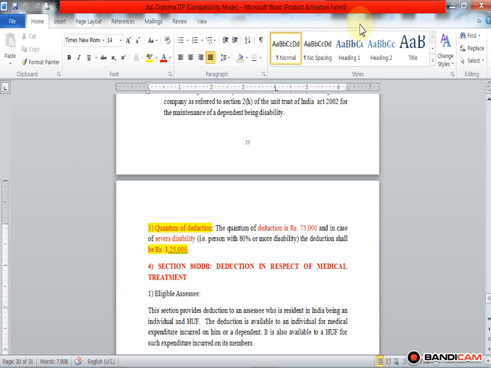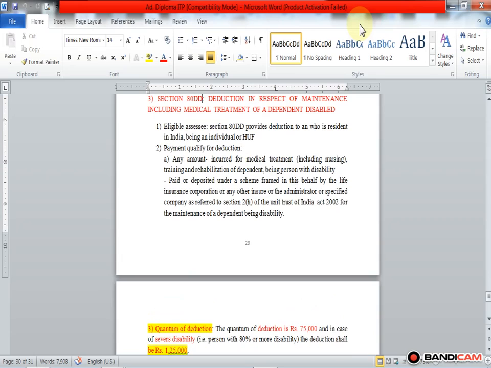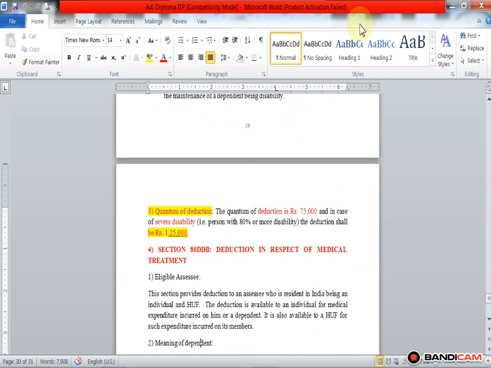Now we are going to discuss section 80DDB, and this section is related to medical treatment for a normal person. In section 80DD we studied medical treatment for the handicapped, but section 80DDB is related to medical treatment for a normal assessee, which means normal persons.